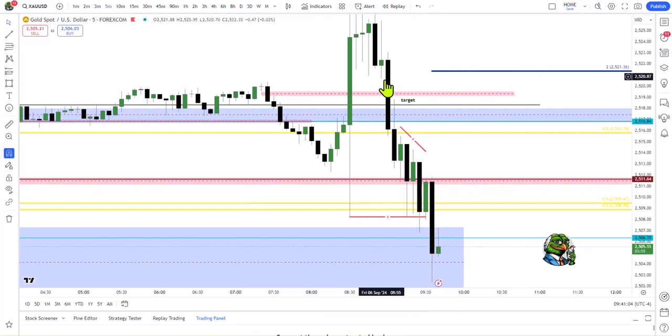I'm not going to wait for that. As soon as we get into this fair value gap, I'm going to take off this position. Okay, I want to be in and out of this market fast.